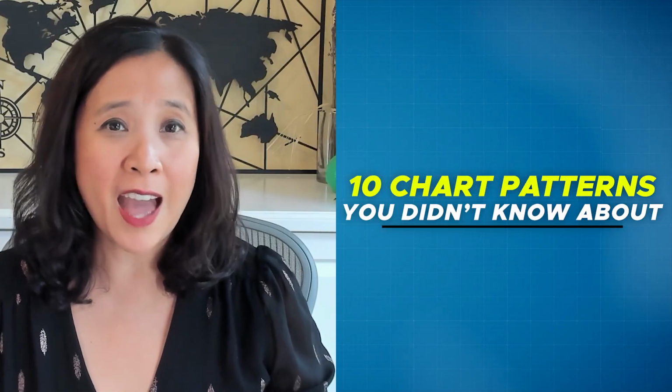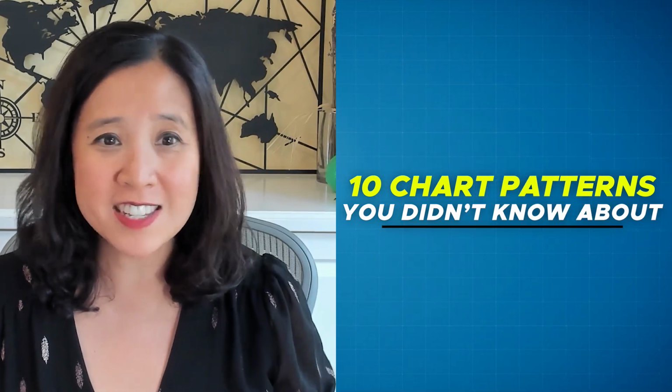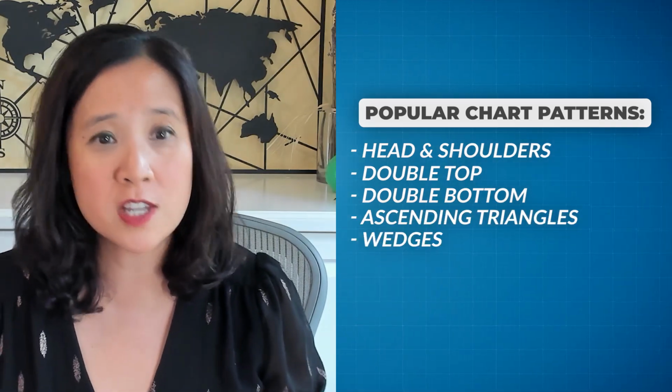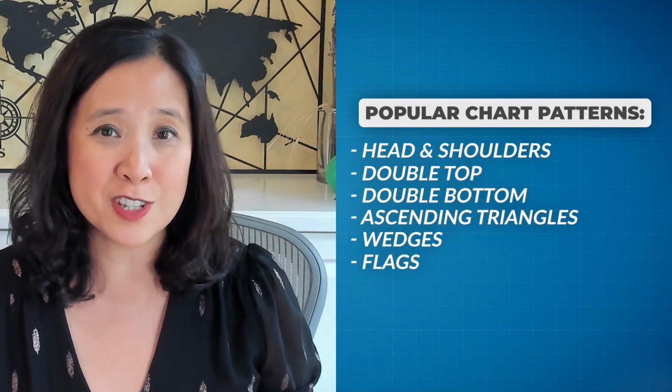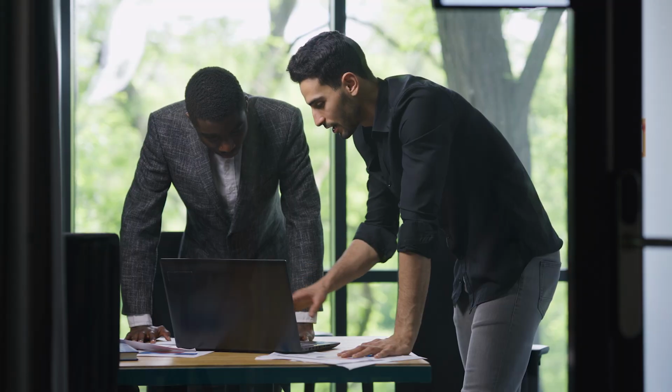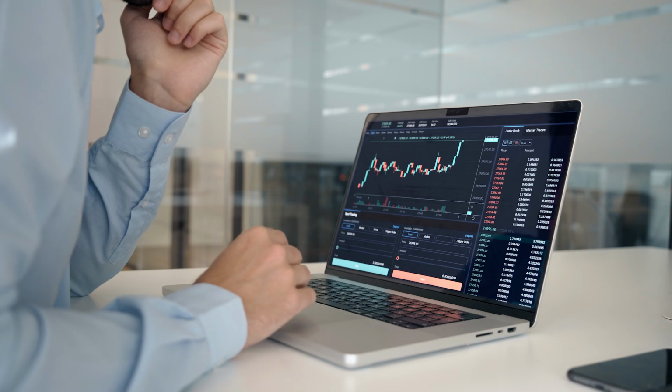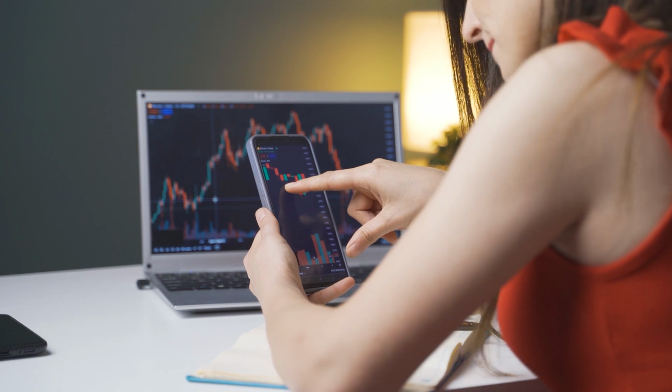In today's video, I'm going to introduce to you 10 chart patterns that you probably haven't heard of, but they can be just as, if not more powerful than some of the more popular trading chart patterns. Most traders are familiar with patterns like head and shoulders, double top, double bottom, ascending triangles, wedges, flags. These are very common chart patterns that are used every single day. Now, these are also patterns that are the go-to for many people learning about technical analysis, but you should know that there are some equally powerful yet lesser known patterns that can significantly enhance your trading strategy if you learn how to spot them. And that's what I'm going to share with you in today's video.